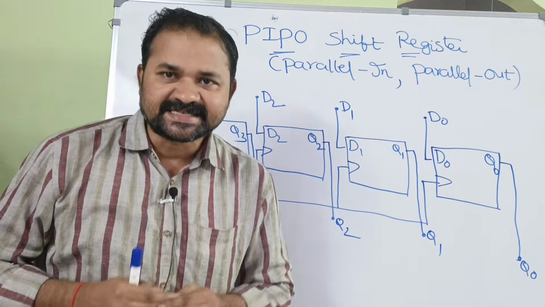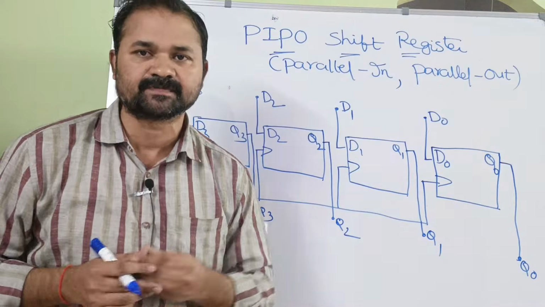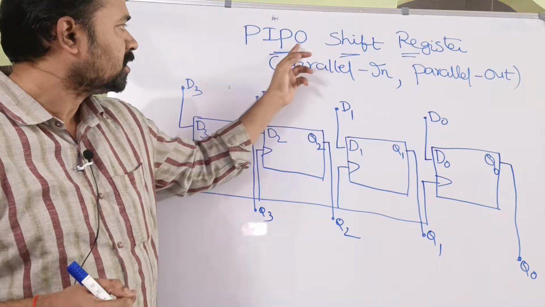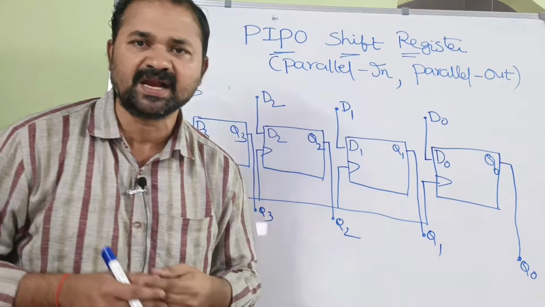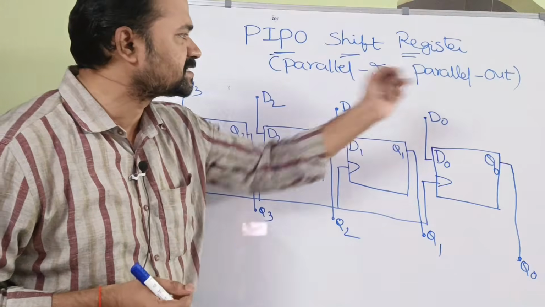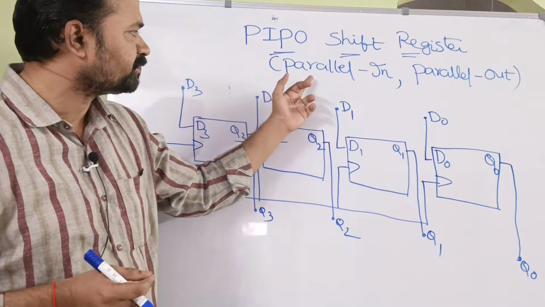Now let us discuss the PIPO shift register. PI stands for parallel in, PO stands for parallel out. In means input, out means output. The name itself specifies the meaning.